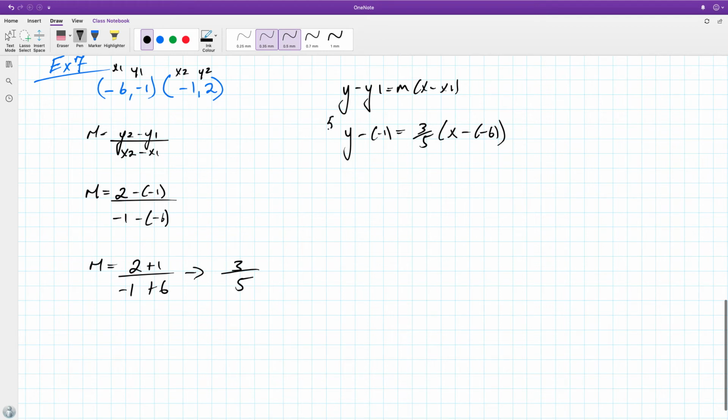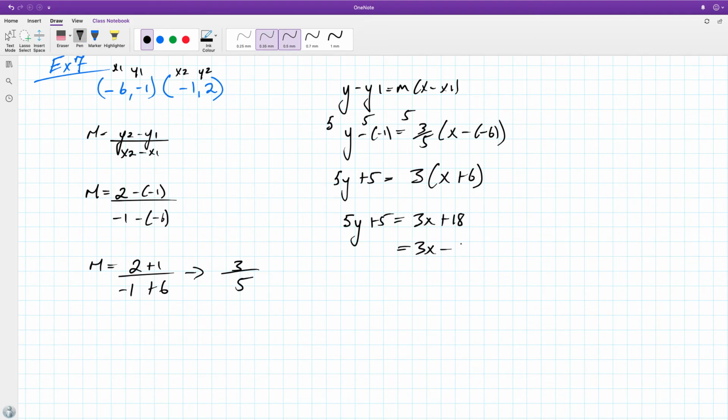Multiply across by 5. That's 5y minus by minus 1 is plus 1, so that's plus 5 is equal to 3 times x plus 6. 5y plus 5 is equal to 3x plus 18, so 3x minus 5y plus 18 minus 5 is equal to 3x minus 5y plus 13.